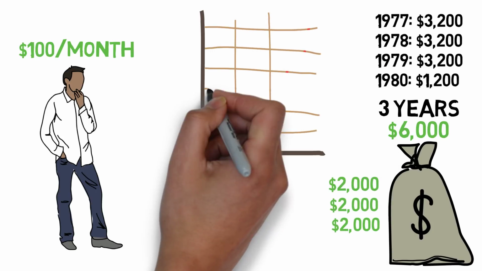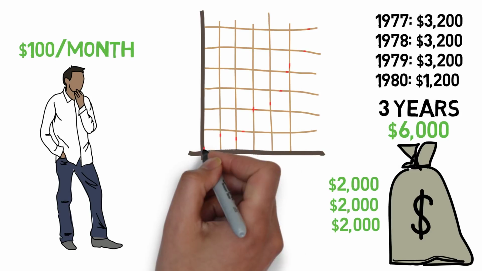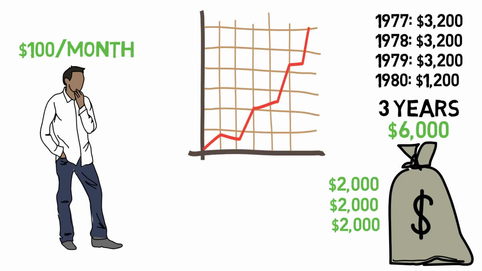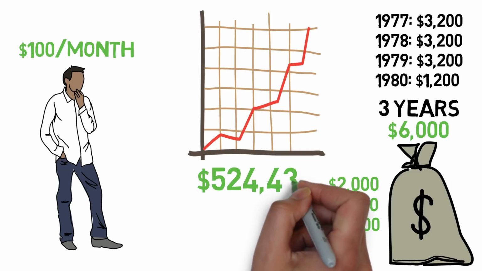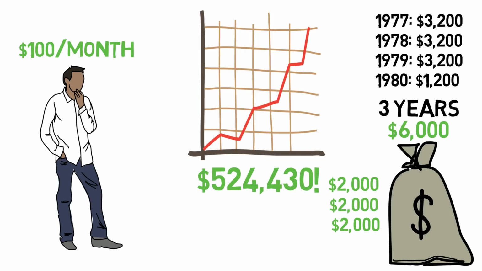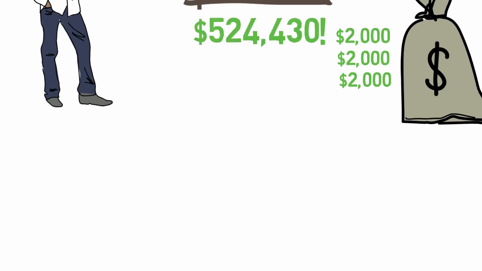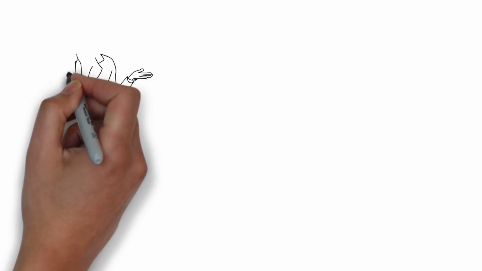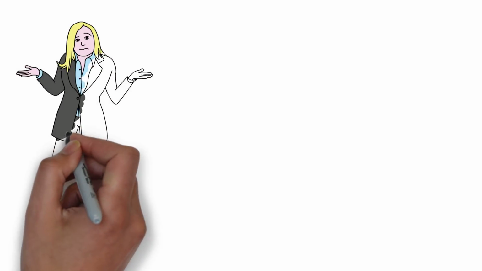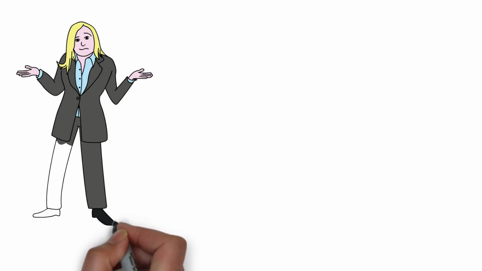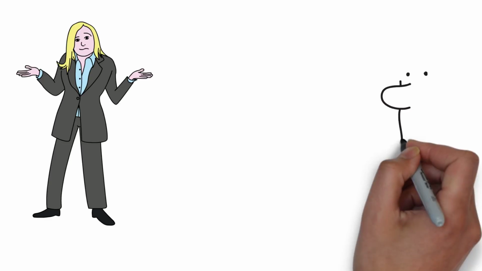If he were to continue that all the way up until the end of 2016, and he were to match the S&P 500 during that time, he would end up with a net worth after 40 years of $524,430. Now you could ask, why is he putting it in just once a year? If the goal of dollar cost averaging is to make sure that you don't buy at the high point of the market all the time, couldn't he just invest every month?